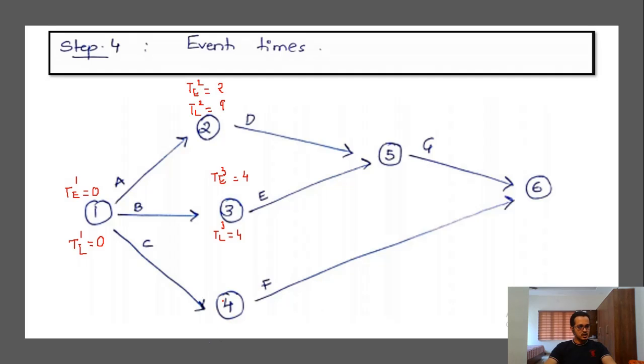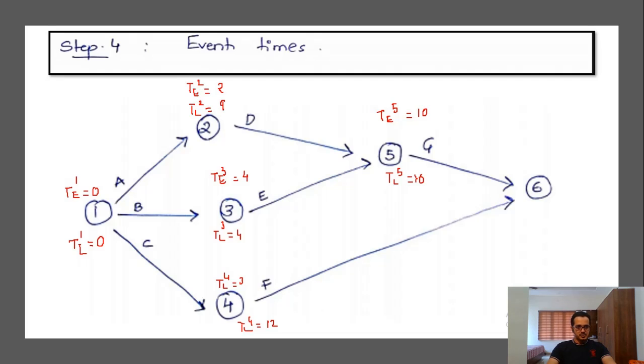Next is the fourth event. TE4 is equal to 3 and TL4 is equal to 12. All right. Fifth one, TE5 is equal to 10 and TL5 is equal to 10.